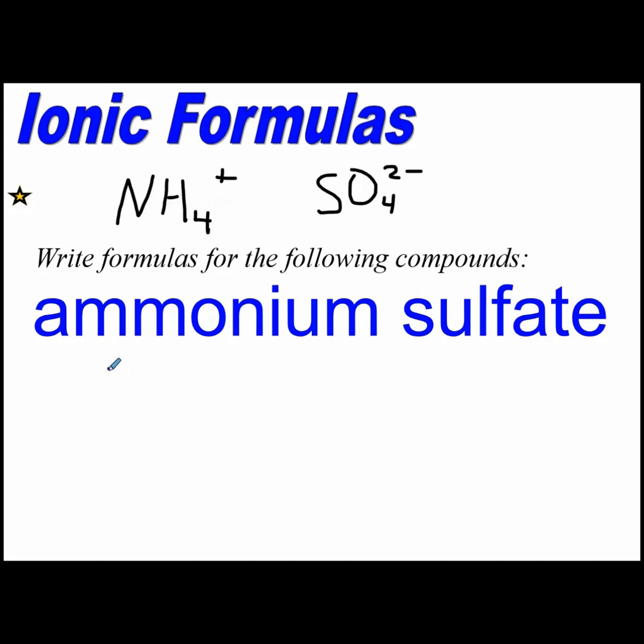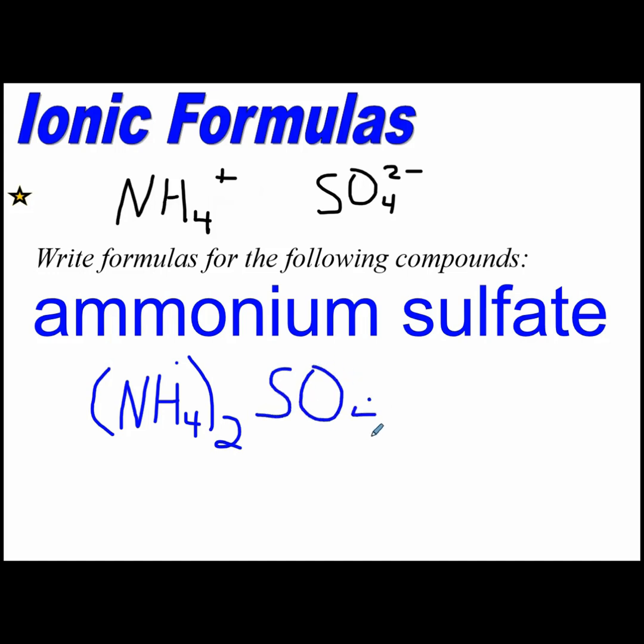So anytime we have 2 or more elements in an ion, and we're going to need more than one of those ions, we enclose the formula in parentheses. So (NH4)2, because we need 2 ammoniums, and then sulfate is SO4. So the chemical formula for ammonium sulfate would be (NH4)2SO4.